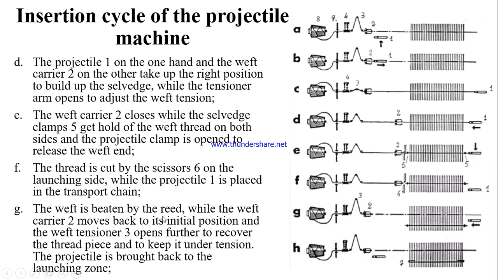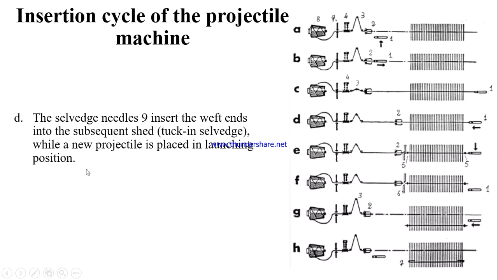The weft is beaten by the reed while the weft carrier 2 moves back to its initial position, and the weft tensioner opens further to recover the weft piece and keep it under tension. The projectile is brought back to the machine zone. So these are the normal steps. You can understand from the figure also.